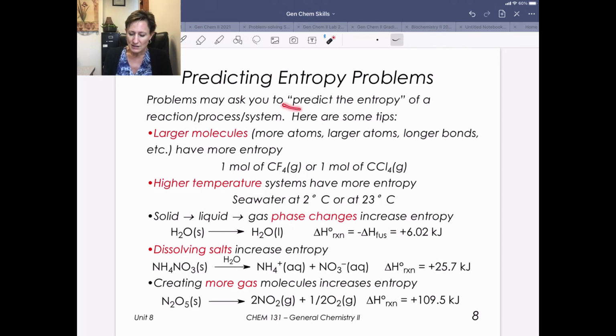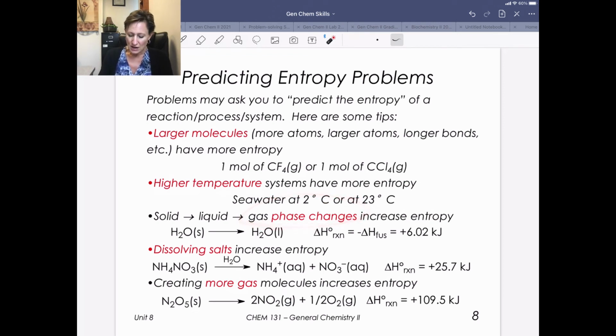Well, you might have to think about predicting the entropy of either a reaction, a process, a system, right? So here's some tips for how you can think about those problems. Larger molecules, whether it's more atoms, larger atoms, longer bonds, have more entropy. So if we're comparing these two, for example, CF4 or CCl4, CCl4 is going to have greater entropy because bigger molecules with chlorine versus fluorine, longer bond. If you increase the temperature of your system, you're going to give your system more entropy. So in this case, seawater at 23 degrees is going to have a greater entropy.